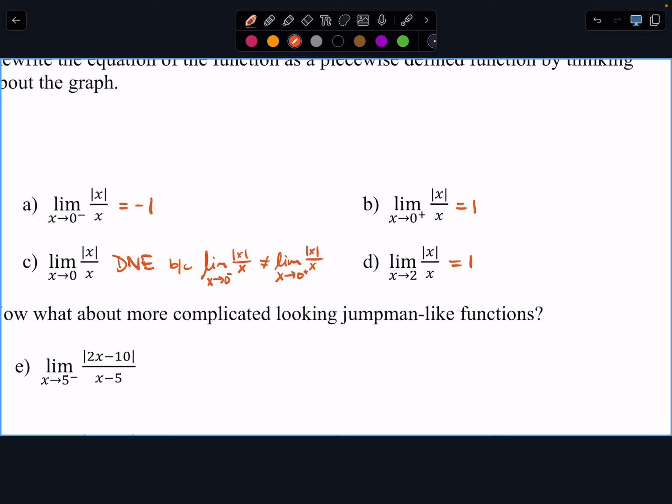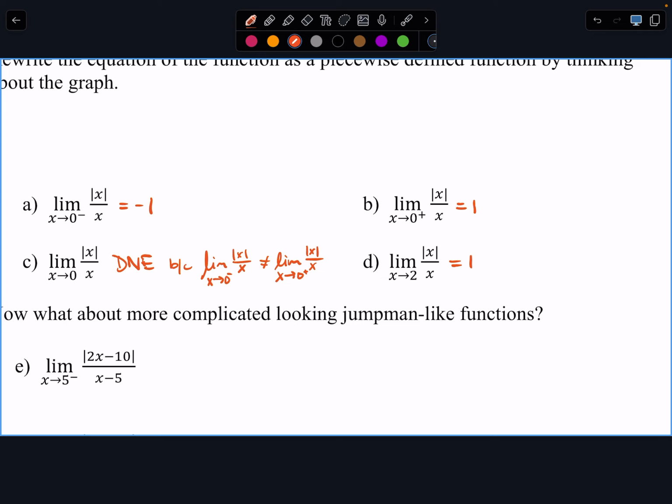Right? These ones, if you use direct substitution, you'd run into 0 over 0. So you have to think about the graph. You have to use your knowledge about the graph in order to determine that, hey, this is -1, this is +1. Is everyone with me so far?